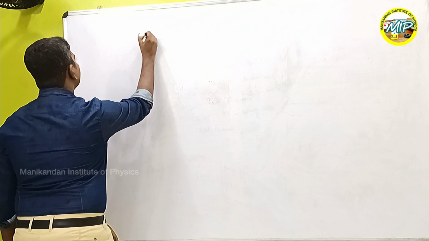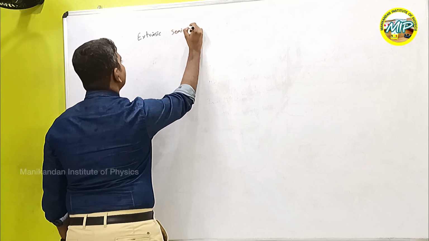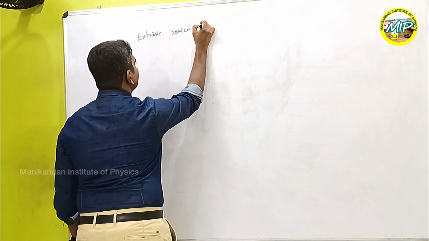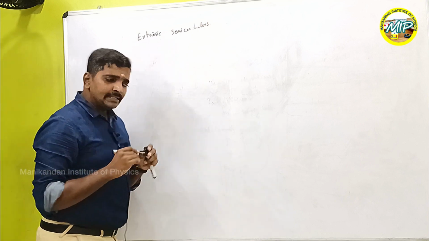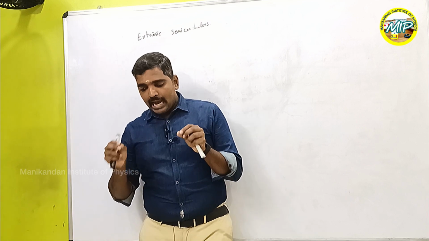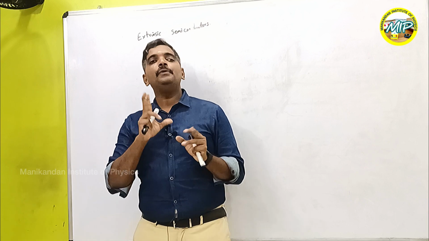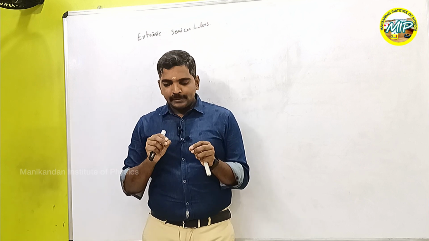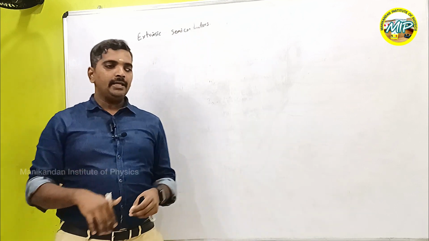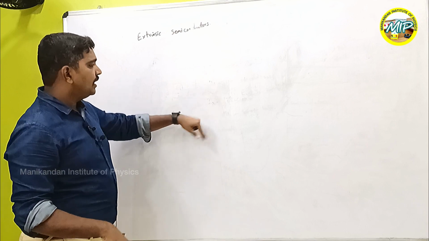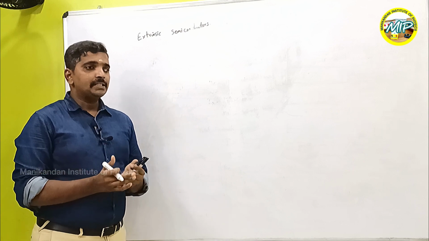Extrinsic semiconductors. The extrinsic semiconductor is nothing but adding some impurity to the pure semiconductor. What is meant by impurity? An impurity is another element we are going to add to the silicon or germanium.